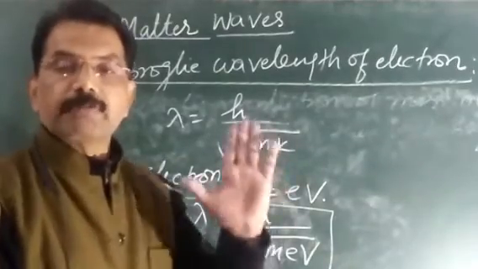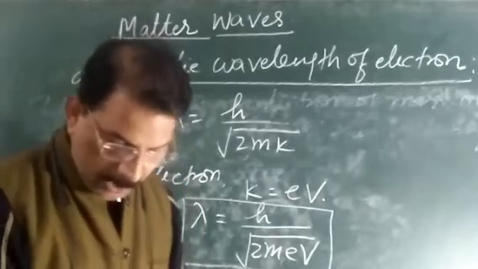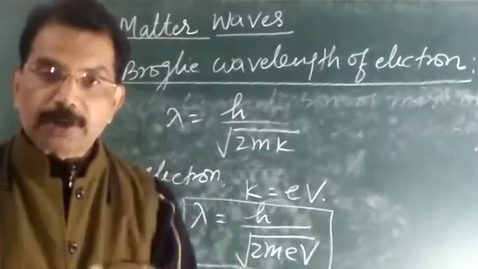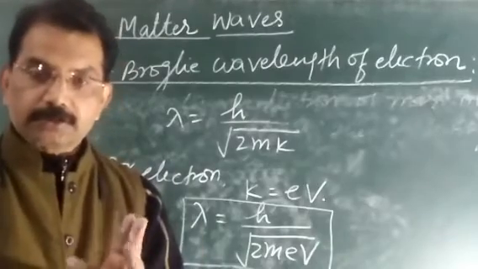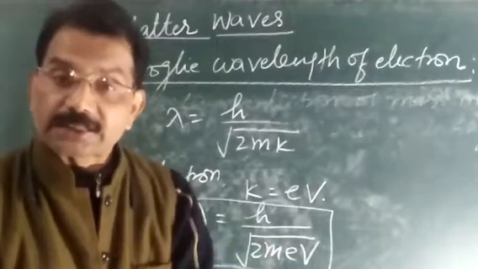And for the experimental demonstration of the matter waves or de-Broglie waves, Davisson and Germer demonstrated it. So the Davisson and Germer experiment was on electron diffraction.